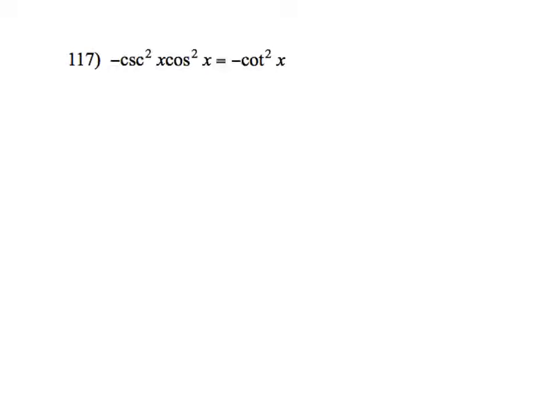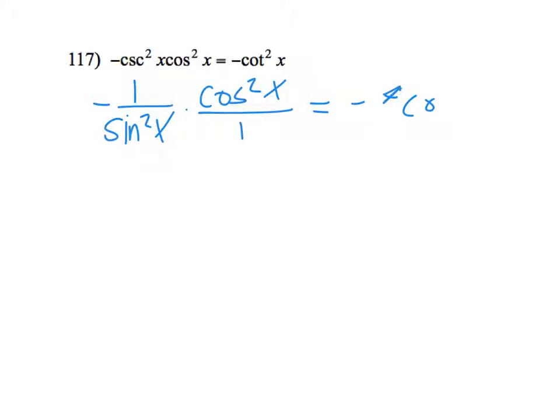All right, so negative cosecant squared, cosine squared is equal to negative cotangent squared. First up, I might convert cosecant to sine. So I might write that as negative 1 over sine squared x times cosine squared x. I've only got one trig function, so maybe if I write that over 1, I'll be able to combine those two.